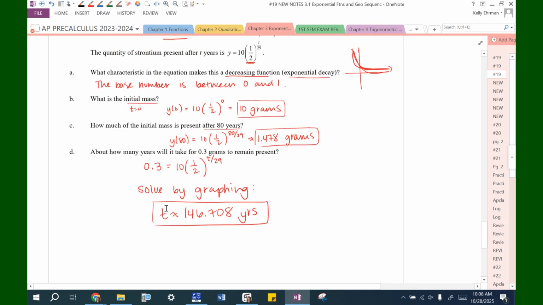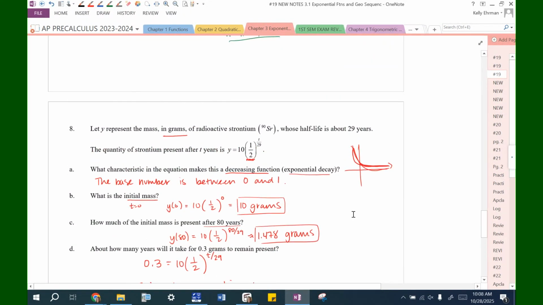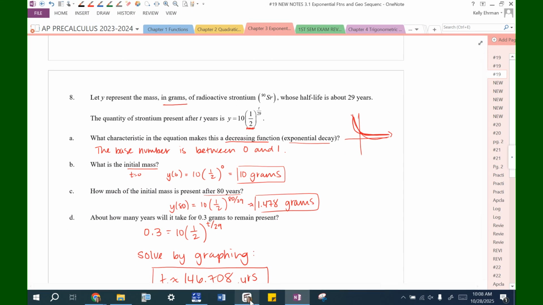All right, that finishes our second day of notes, and we're just going to practice some of these applications and practice them with Desmos.